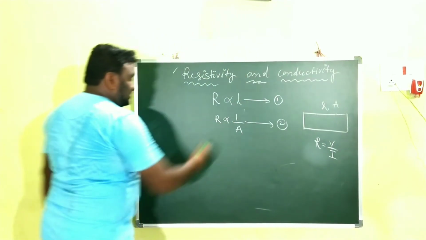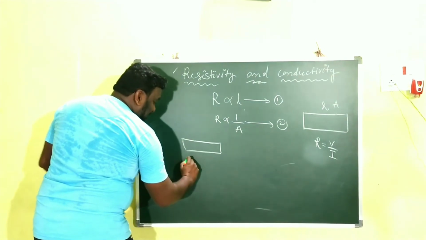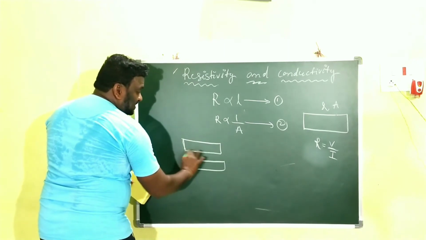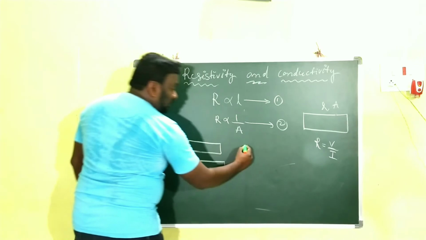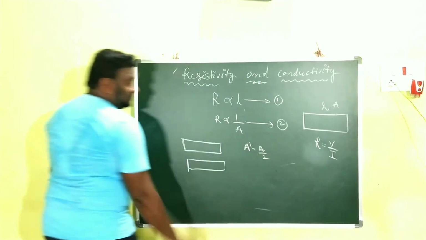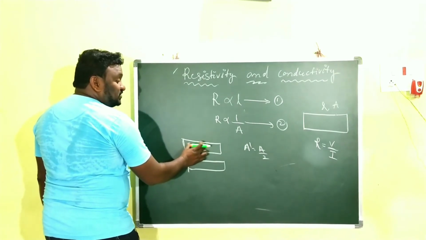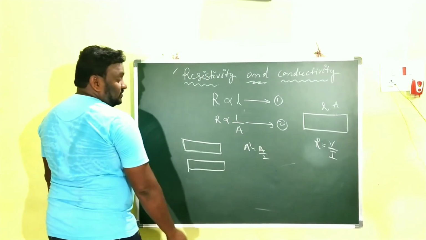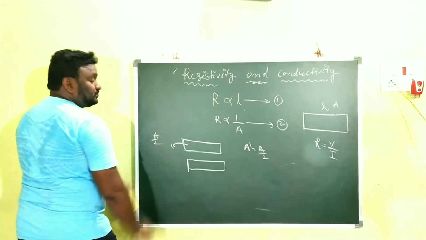That means here now the slab is divided into two layers like this. Now in this case, what will we say? Now here the area becomes A by 2 because it is divided into two parts. A by 2 is the area of cross section of each one, and this A by 2 is also the area of cross section of this. So each one has an area of cross section A by 2.